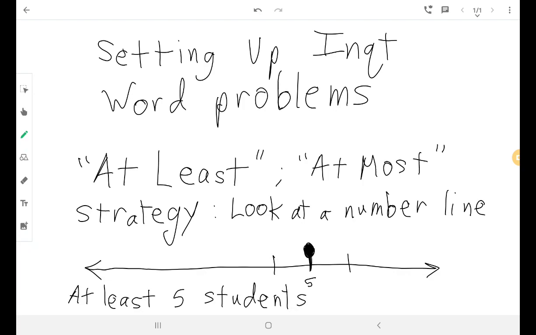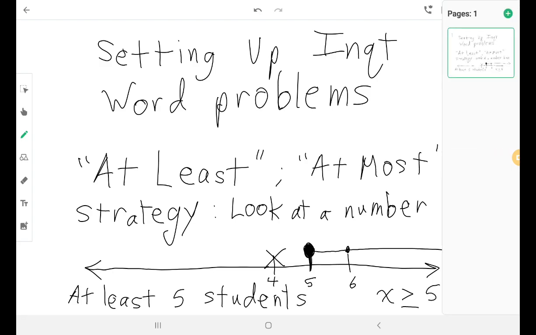Can I include 4 students? Is 4 students possible with this phrasing? At least 5 students. Does 4 students make sense? No. Does 6 students make sense? Yes. So this one is going that way, which means at least 5 students is going to be that X or whatever you're dealing with is greater than or equal to 5. Okay, let's do a few more of those.